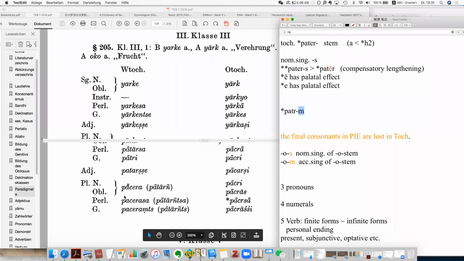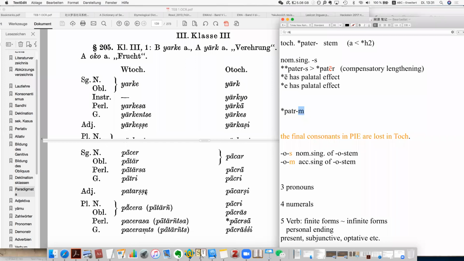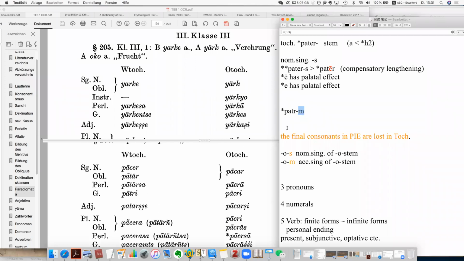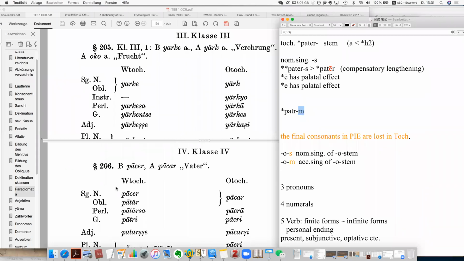Yeah. And then you see, if the sound changes are too complicated at the moment, you can just forget it. You just keep in mind that class 4 has different forms for nominative and accusative.